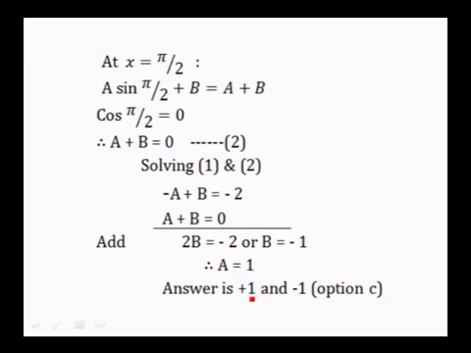So the answer is 1 and minus 1. Option C is the answer, because a is 1 and b is minus 1. So don't waste time by just writing LHL, RHL, etc. You directly substitute those values in the first and second one at minus pi by 2, and in the second and third one, because you have a break at pi by 2. Put x equals pi by 2 in the second and third one, and you get the answer.